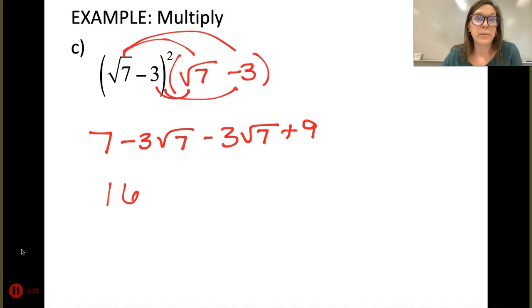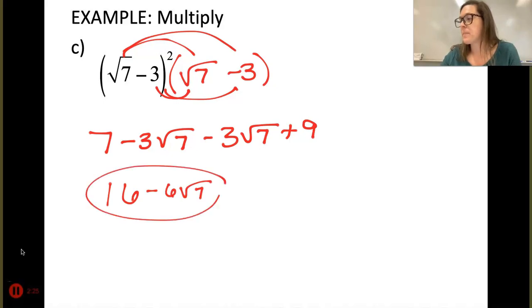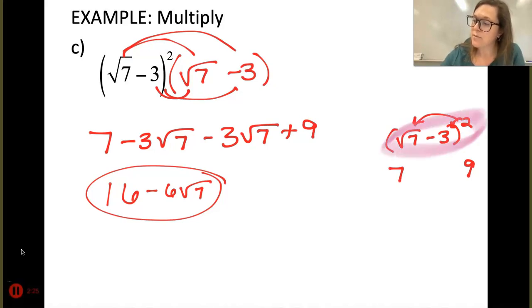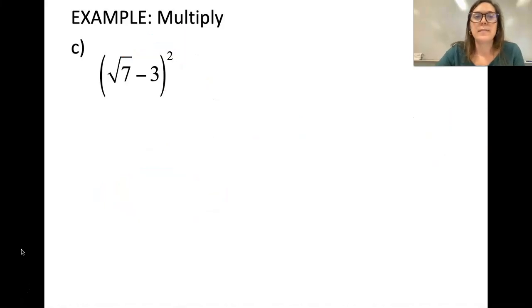Combining like terms here, my 7 and my 9 will combine to make 16. And if I have negative 3 square roots of 7, subtract 3 more, gives me negative 6 square roots of 7. If you remember the shortcut that I showed you back when we were doing this with polynomials, to get your first term, square the first, which just cancels out the square root sign. To get your last, you square the last, which gets us the 9. Now how do I get the middle term? I multiply straight through. So 2 times negative 3 is negative 6 times root 7 is negative 6 square root 7. And then when I combine my 7 and my 9, that gets you to the 16. So if you remember that, there that is.